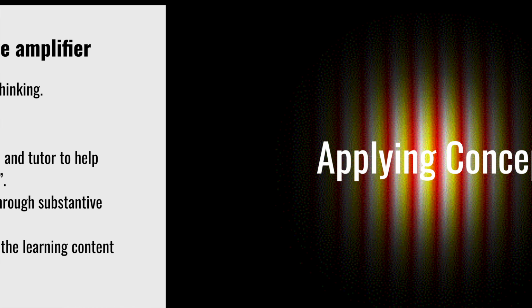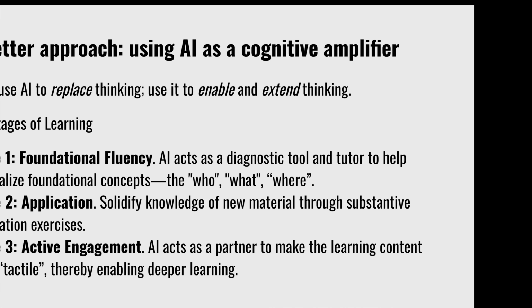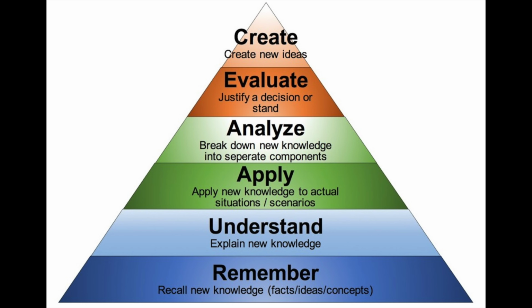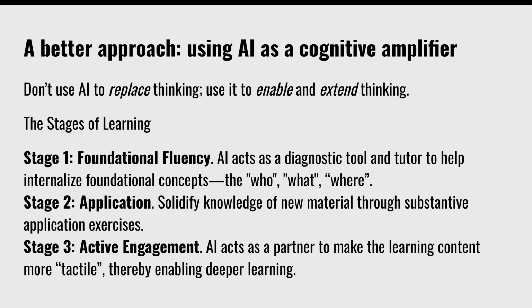If you are not aware, what I'm doing in this series, at least in the beginning, is going over more or less the stages of something called Bloom's taxonomy. According to Bloom, there's a couple of stages to learning. There's a lot more than three, but I broke it down into three stages. The first stage is foundational fluency. That's where you are learning a new concept and you basically just need to know the who, the what, the where, right? All the basics first.